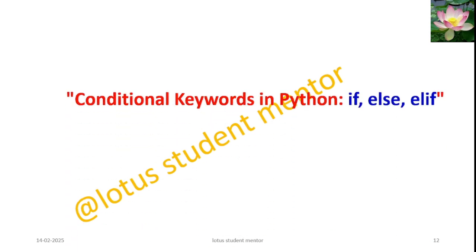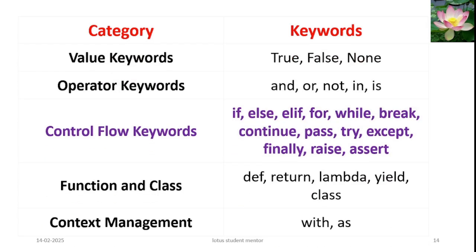In this session, we are going to study conditional keywords in Python: if, else, elif. These are part of control flow keywords. There are various categories of keywords. There are 35 keywords in Python.